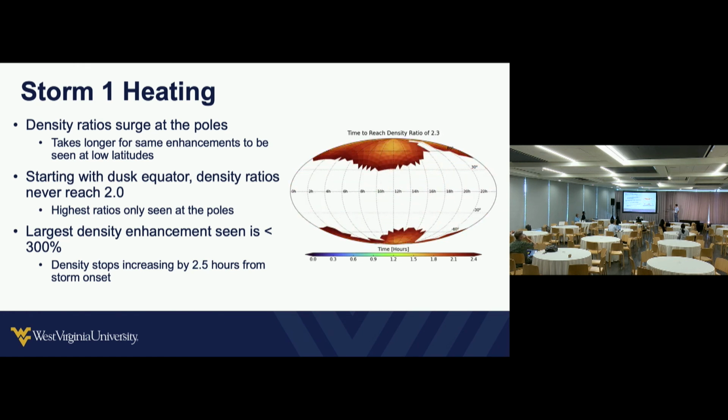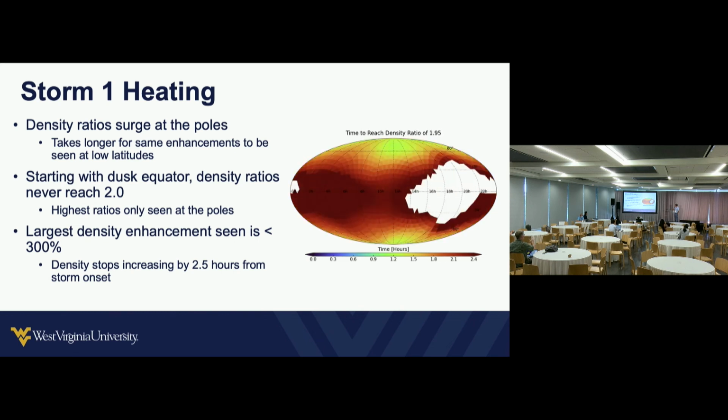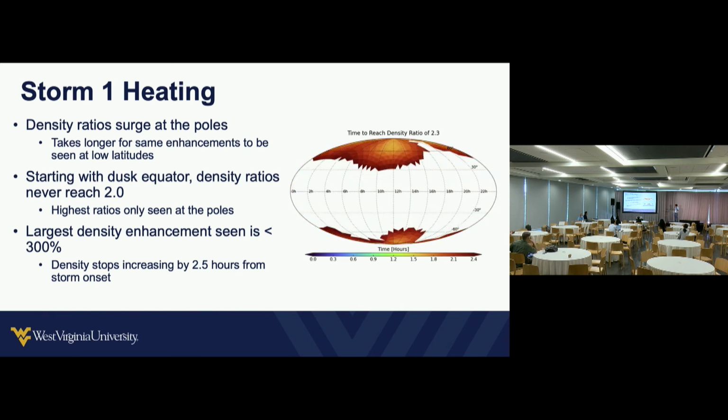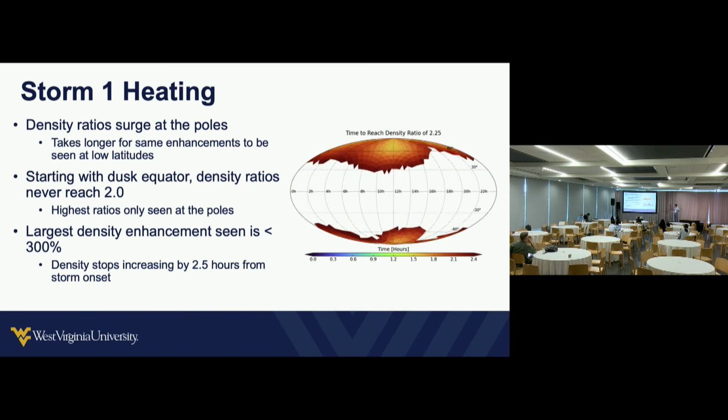And what is being plotted is actually the time it takes for the density to reach that ratio over the quiet background. And so you can see this is the milder storm. One more thing to note is that when the region goes white, that means that region never reaches that ratio. So that's explaining what is going on here.